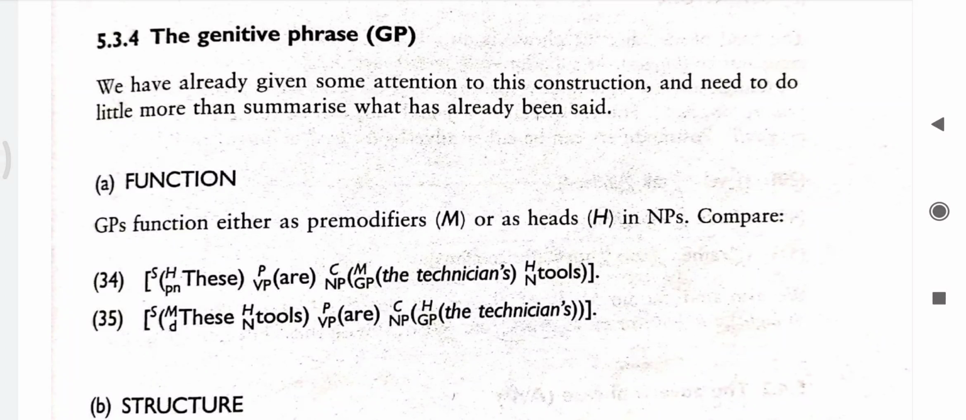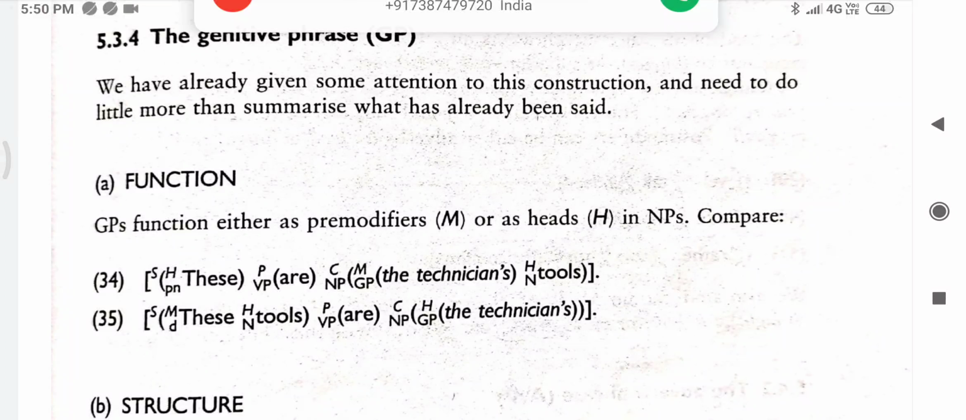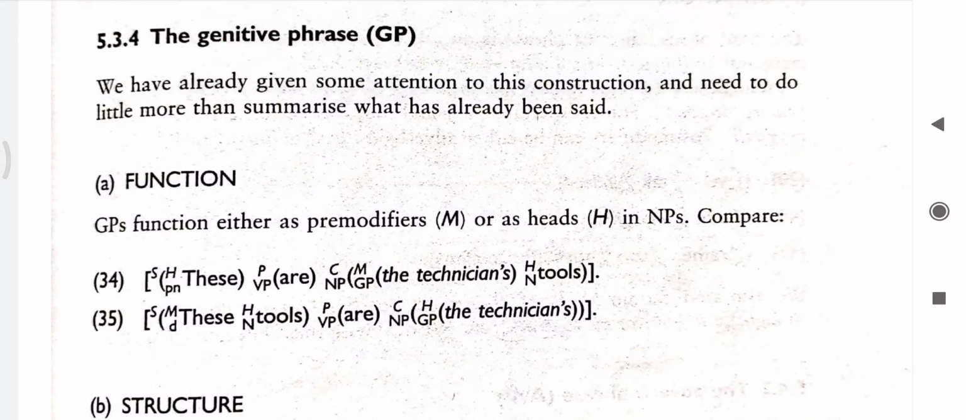See the example in 34. These are the technician's tools. See, technician's has an apostrophe. Yes, technician's means belonging to the technician. So these are the technician's tools. So here this type of use indicates genitiveness, showing ownership. These tools are the technician's. It is also a genitive phrase, which is also basically a noun phrase.